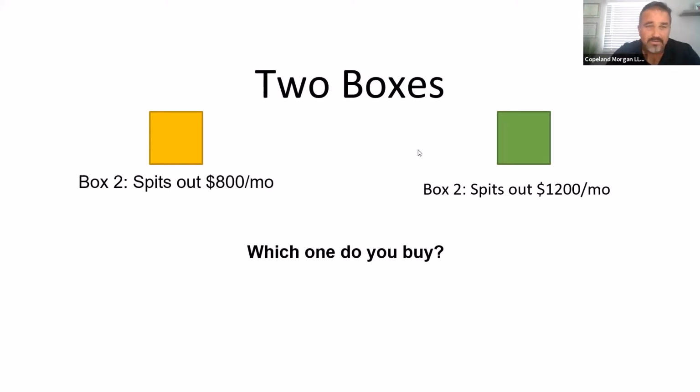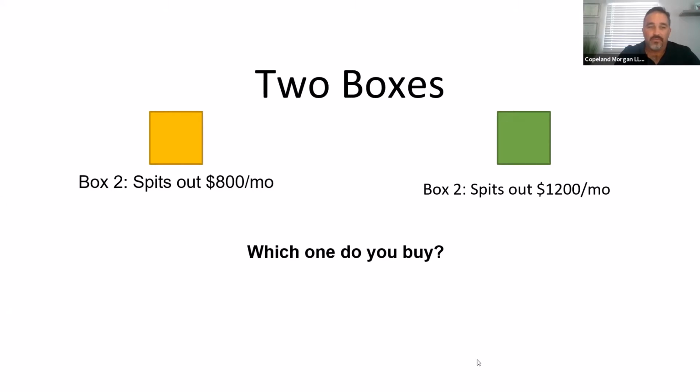So if the yellow box spits out $800 a month, and that should say box 1, and the green box spits out $1,200 a month, which one would you buy? So Stan said, you don't know enough info yet. Todd said box 2. And Daryl said, well, if I had more info, maybe the $1,200 box. And that is the natural inclination: buy the one that produces the most money.